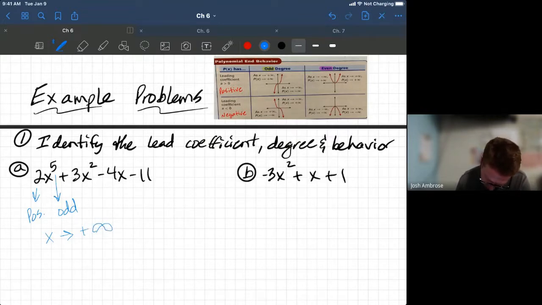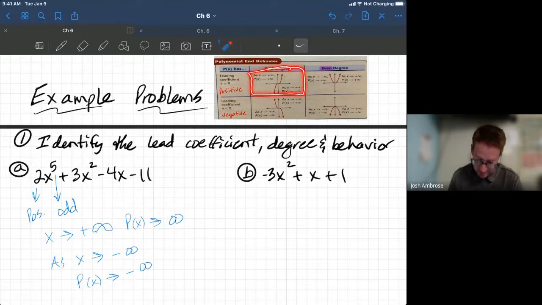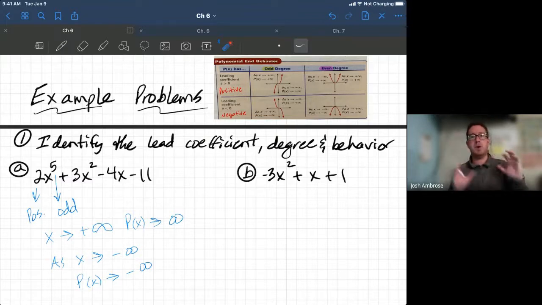Then we are saying p of x goes to positive infinity. Same thing down here. Now drop to the bottom: as x goes to negative infinity, p of x goes to negative infinity. Okay, so all I did, honestly, is just recopy what this is right here. That's what it's asking you. That's it. You just have to know which part of this chart am I using.